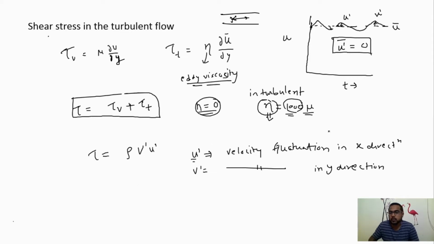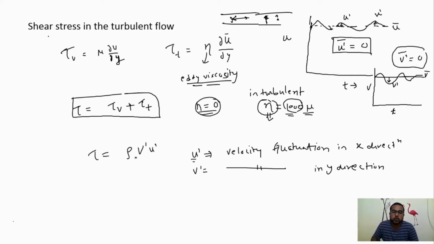Similarly, a similar graph can be plotted for v also. Suppose this is v and this is time t. So v is the velocity of a fluid particle in the perpendicular direction. The particle moves in the perpendicular direction, so it has random motion. So motion in the perpendicular direction is also random. It fluctuates. This is the fluctuation v dash, and this is the average velocity in the perpendicular direction of flow. And again, the average of v dash is also 0.